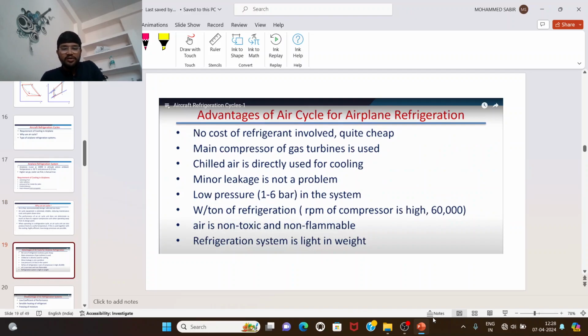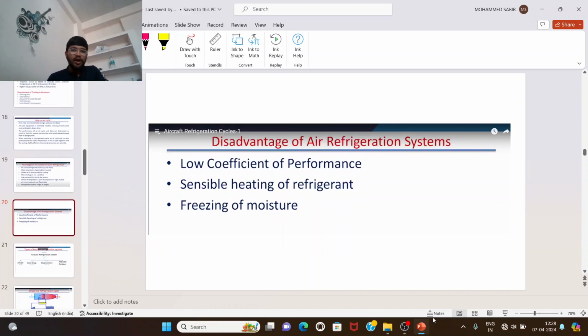Advantages of air cycle for aeroplane refrigeration: no cost of refrigerant involved, quite cheap. Main compressor of gas turbine is used. Chilled air is used directly for cooling. Minor leakage is not a problem. Low pressure in the system. RPM of compressor is so high. Air is non-toxic, non-flammable. Refrigeration system is light in weight. Disadvantages of air refrigeration system: low coefficient of performance, sensible heating of refrigerant, and freezing of moisture.